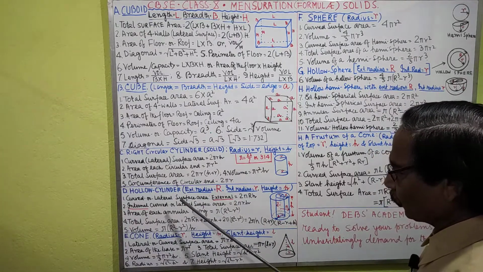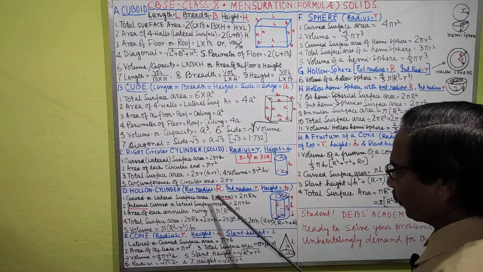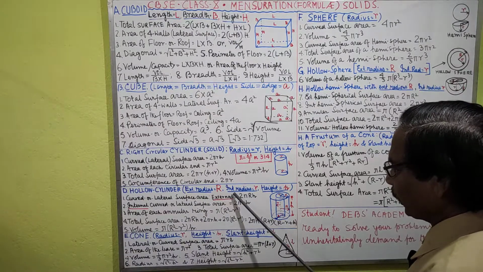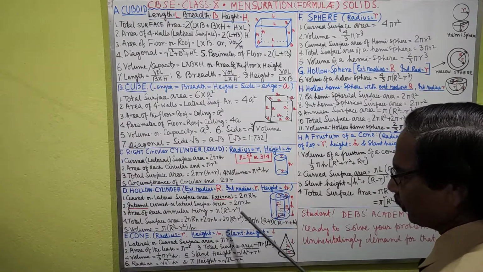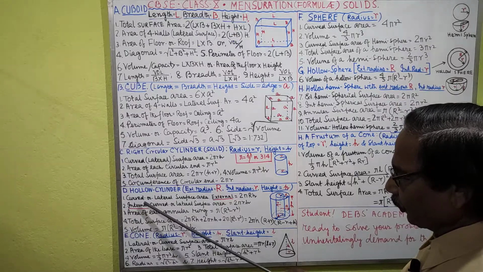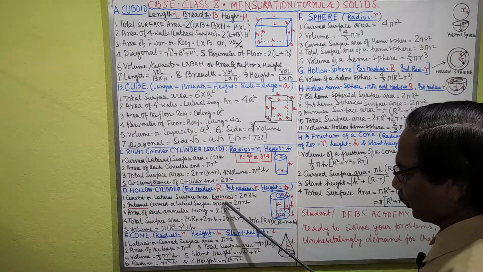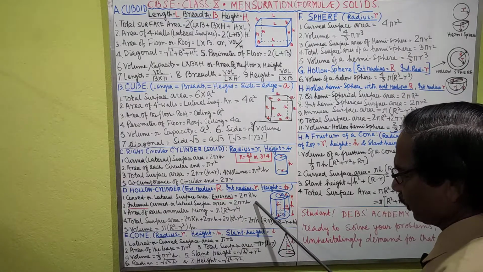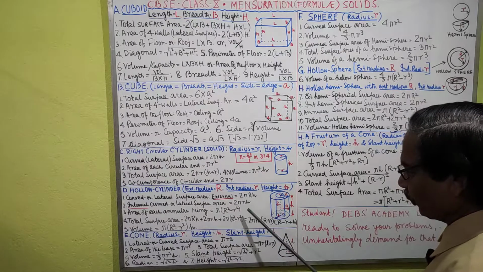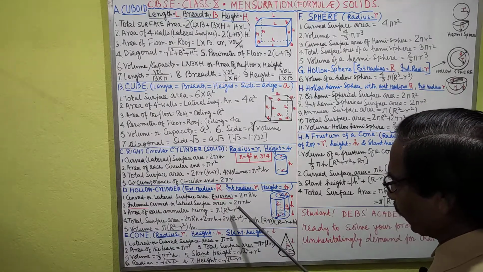And hollow cylinder, in case of hollow cylinder, the external radius is capital R, internal radius is small r, height H, curved or lateral surface area which is external 2 pi capital R H, and internal curved surface area will be same. The radius will be small r, 2 pi r smaller H.